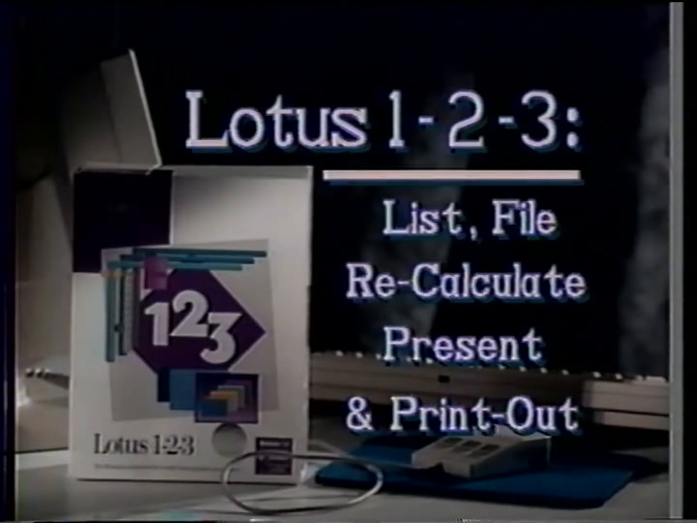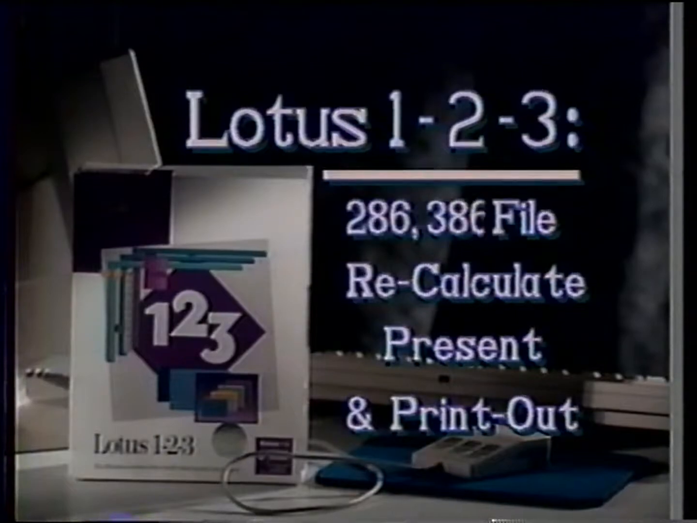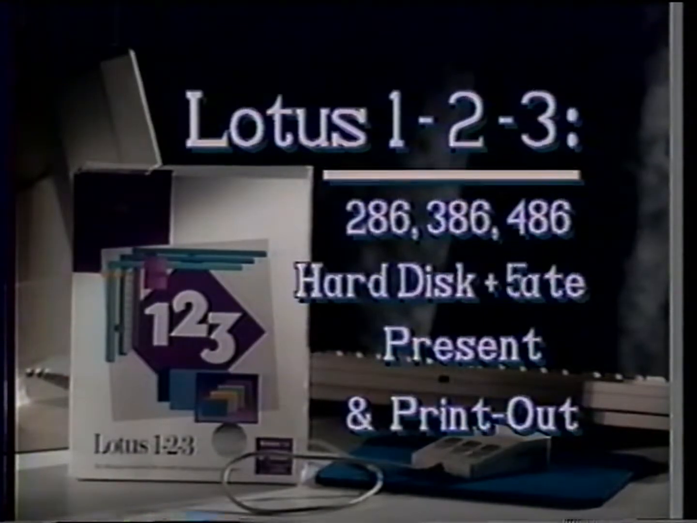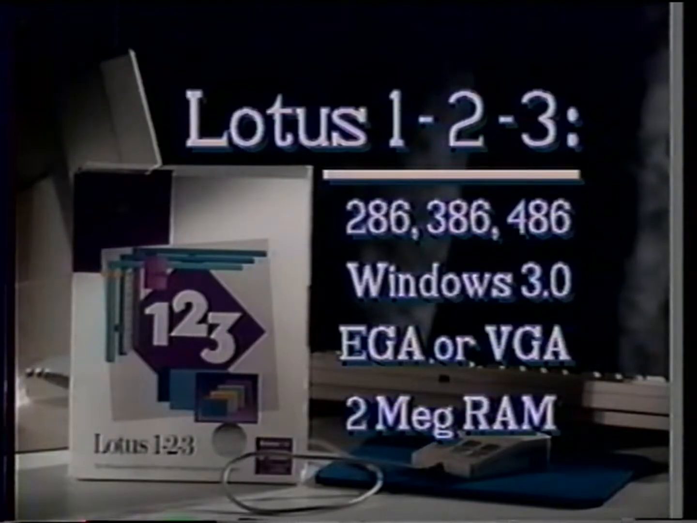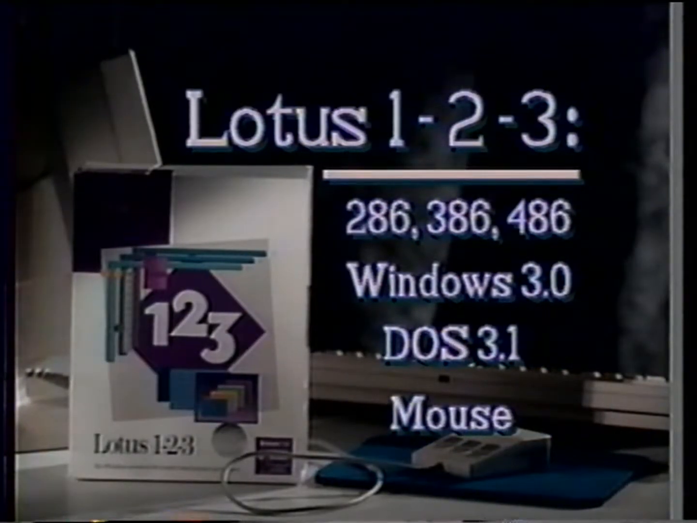information. To begin using 123 for Windows, a 286, 386, or 486 based computer is required. The computer must be compatible with Microsoft Windows 3.0. Also, you need a hard disk with at least 5 megabytes of available space, an EGA or VGA monitor, and a minimum of 2 megabytes of random access memory, or RAM. As well, you must have Windows version 3.0 installed and utilizing DOS version 3.1 or later. A mouse is an optional input device which I highly recommend.